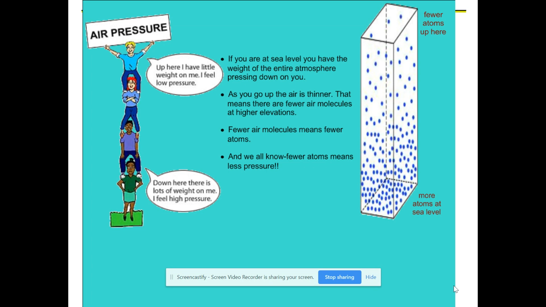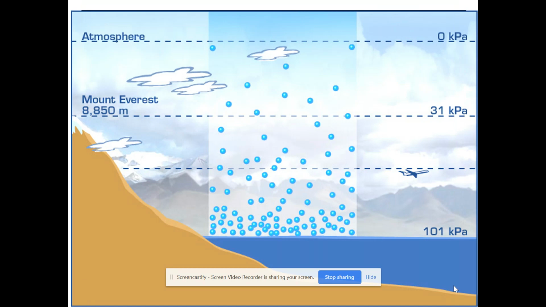Same thing is true if you look to the right. As you move up, there are fewer and fewer atoms. When you're way up top, there are very few atoms of air. So if you look at this graphic, you can see exactly what that looks like. So at sea level, there's the greatest number of gas molecules and the highest pressure. As you move up the mountain, there's less and less, until eventually there's no gas molecules.